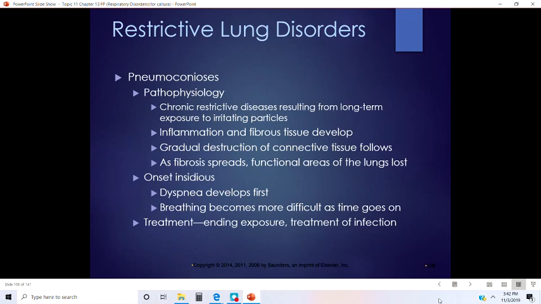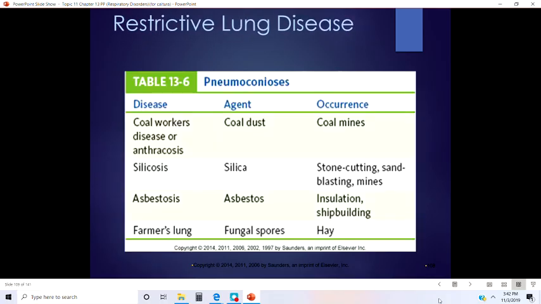Not much you can do once that fibrosis kicks in. There's not much we can do. So really trying to end the exposure to whatever the irritant is, and then preventing or treating any secondary infections that may come about. So here's just an example of some occupations.